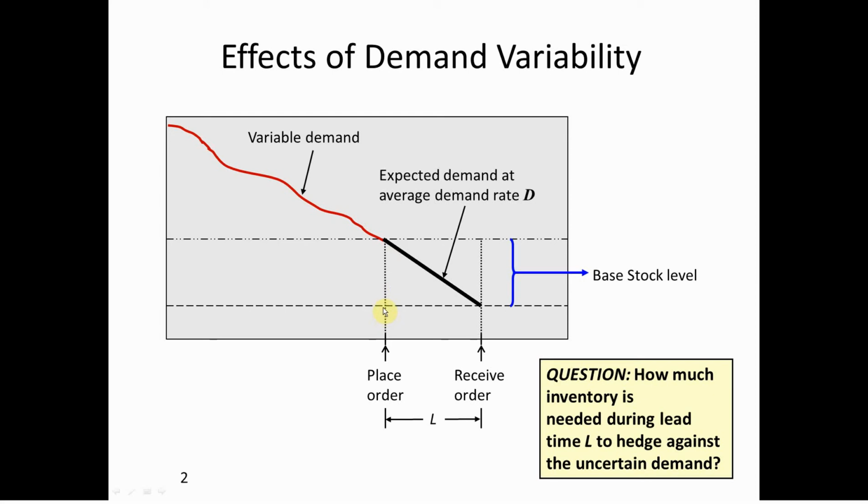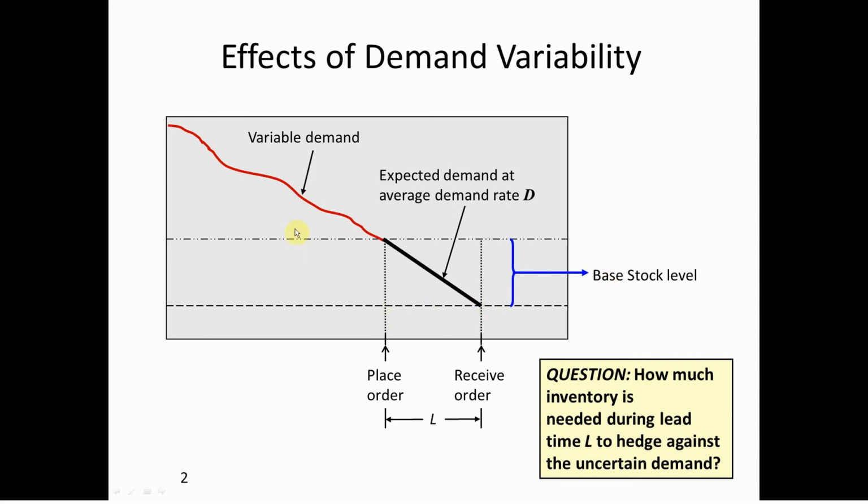Of course, during that lead time, we won't know exactly what demand is. We'll only know what the expected or average demand is. So this time period L here is the lead time. It's the time period between placing an order and receiving that order. We want to make sure that we don't run out of stock during the lead time. And the amount of stock that we'll keep on hand over that lead time is going to be called the base stock level. So the base stock level is, again, the amount of stock that we keep in inventory over the lead time.